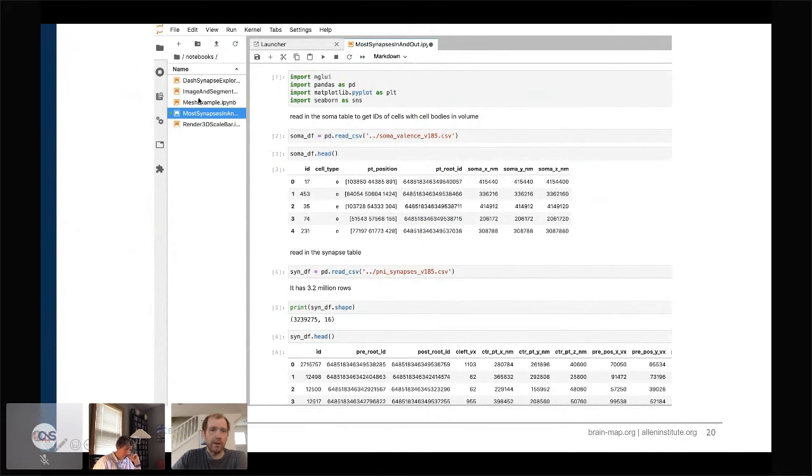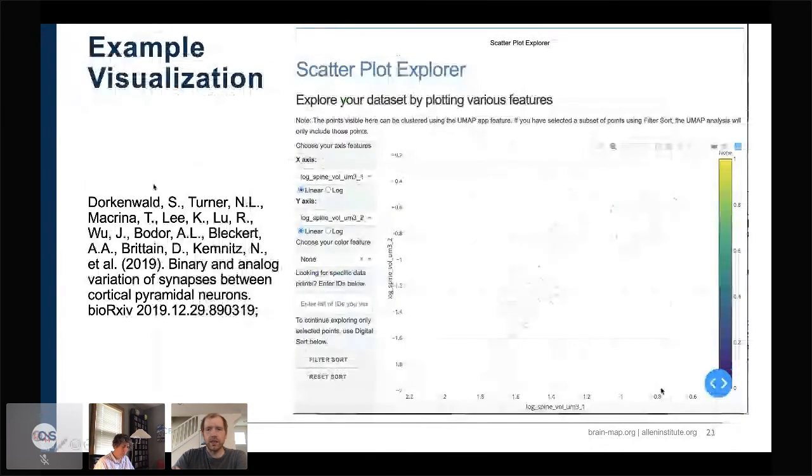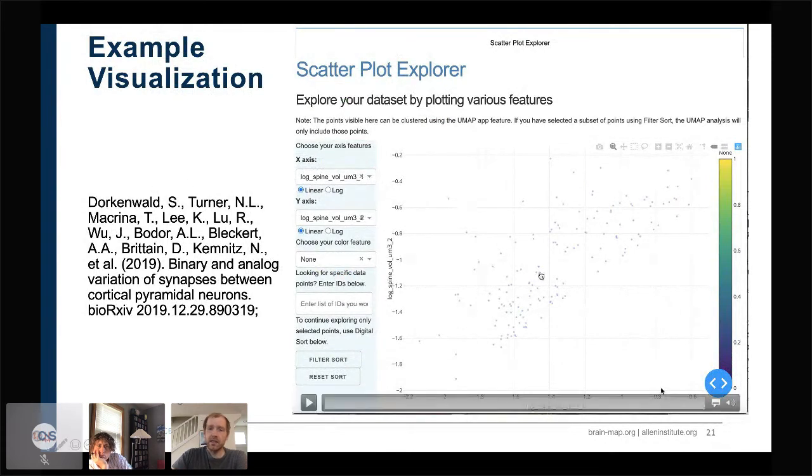So we have a number of different notebooks ready for you to analyze. Here's one example notebook in which we're reading in these different tables. You could use this to make the soma subgraph matrix that I showed you. There are also tutorials that show you how to make interactive visualizations. So briefly, one of the tutorials takes you through making this dynamic scatter plot.